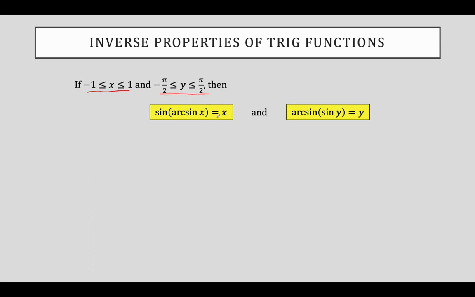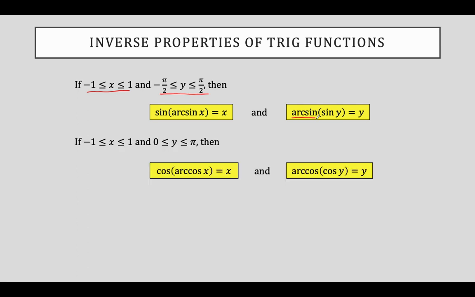One thing to make note of is these values of x and these values of y, okay? These properties are only true if x is between -1 and 1, and that's because I can only get out a sine value that is between or equal to -1 and 1. That's the range of my sine function. Similarly, y must be between negative pi over 2 and positive pi over 2, because that is the range of our arcsine function, okay? I can only get out values between negative pi over 2 and pi over 2 for arcsine.